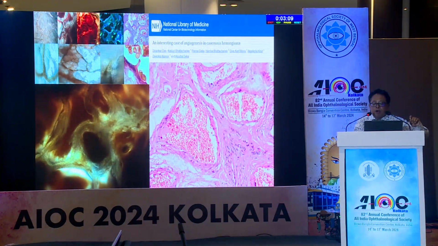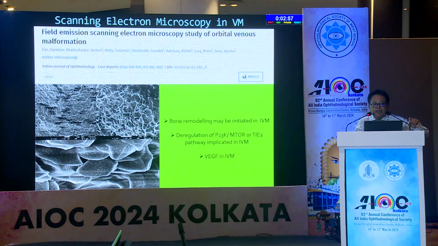Now, this is one of our publications showing a cavernous hemangioma with cavernous spaces filled with blood vessels and endothelial lined cells with fibrous intervening septa. Again, this is a scanning electron microscopy from another publication that showed the bone remodeling initiated in intraosseous venous malformation, where there can be a dysregulation of mTOR protein or PI3K and other pathways involved in the malformation. It is always to be remembered that VEGF can be involved in intraosseous venous malformation.